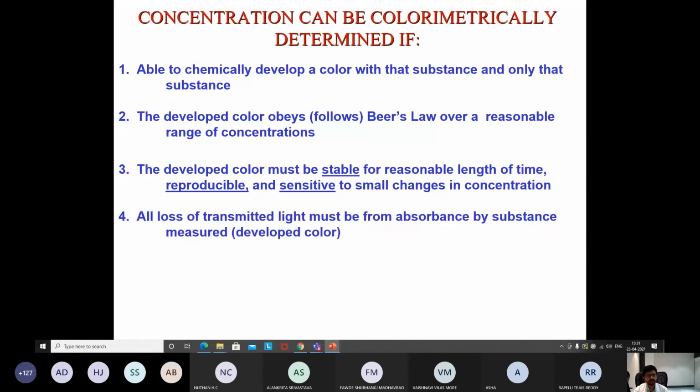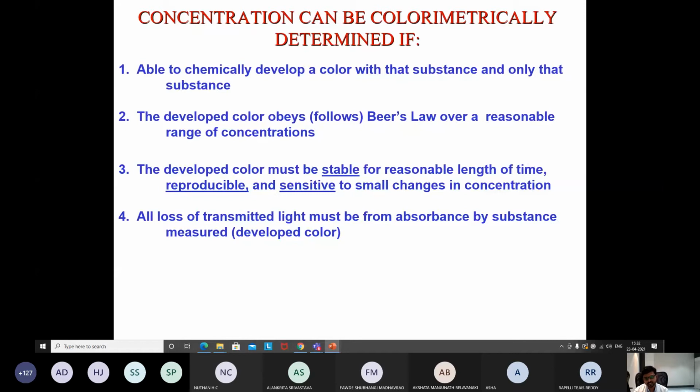And the fourth point is that all loss of transmitted light must be from absorbance by the substance measured. Suppose you are using a serum sample and measuring glucose. You can use blood directly, but some factors may influence the glucose values in that condition. If you want to measure total proteins, you have to separate RBCs and other things from the blood sample. For that we use the centrifugation technique. By centrifugation, we spin down all the red blood cells and separate the serum from the sample, and in that serum we measure the proteins. If you want to measure lipids, we also centrifuge and use the serum sample.